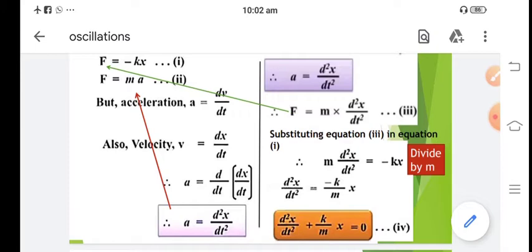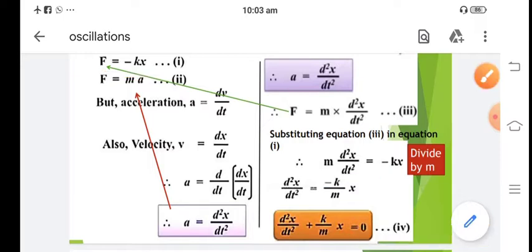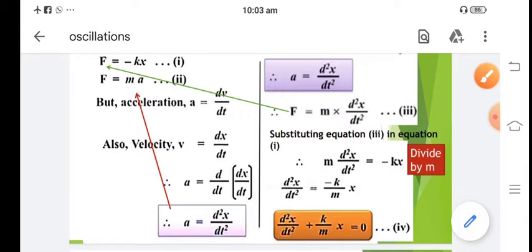So substituting equation number 3 in equation number 1, that is F is equal to minus kx, we get F is equal to m d square x upon dt square is equal to minus kx. Okay, so d square x upon dt square is equal to minus k upon m into x, or d square x upon dt square plus k by m into x is equal to 0. Suppose this is equation number 4.